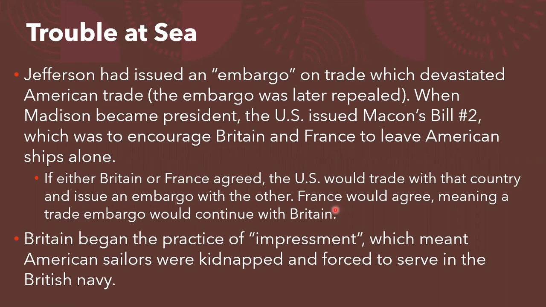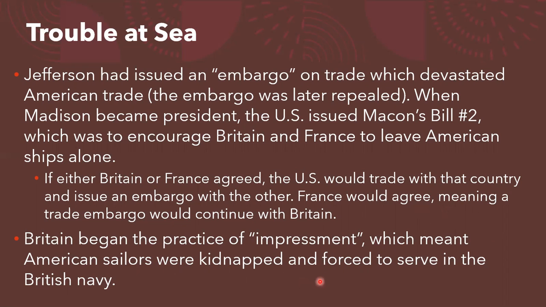So basically, Britain and France had an opportunity, and whichever country first agreed to leave American ships alone and stop bothering us at sea, we would trade with them. Well, France agreed to that, so we will trade with France once again, but we will continue to have an embargo with Britain. Well, I think you probably see where this is going, because if we're trading with France and we're not trading with Britain, when these two countries are at war, we can probably predict that something's going to happen with Britain.